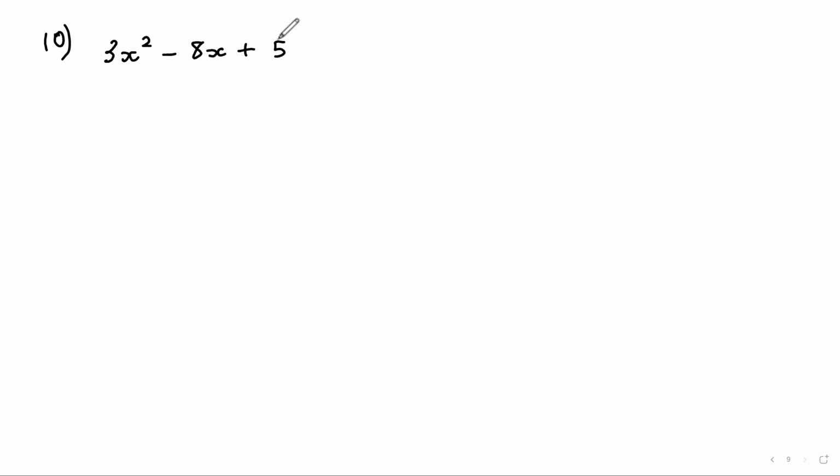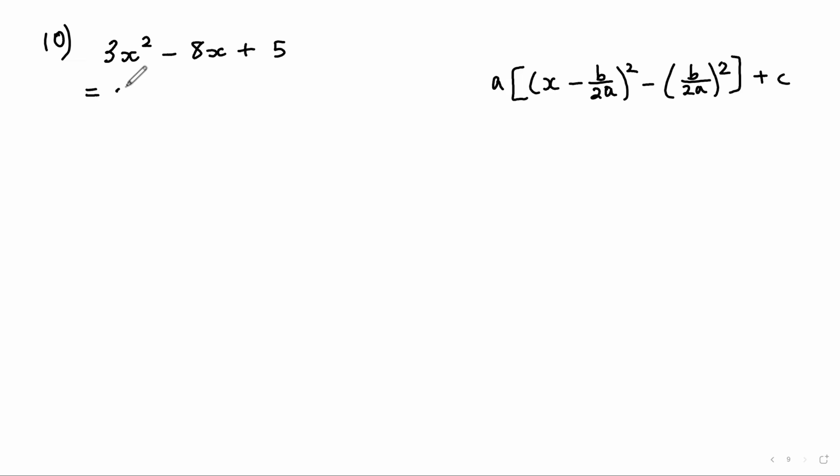And just to remind you, the first line will be a by x minus b over 2a squared minus b over 2a squared plus c. All right, Jenny? Okay, honey, let's go. What's the first line here? Well, second line. 3. Uh-huh. The bracket, x minus.